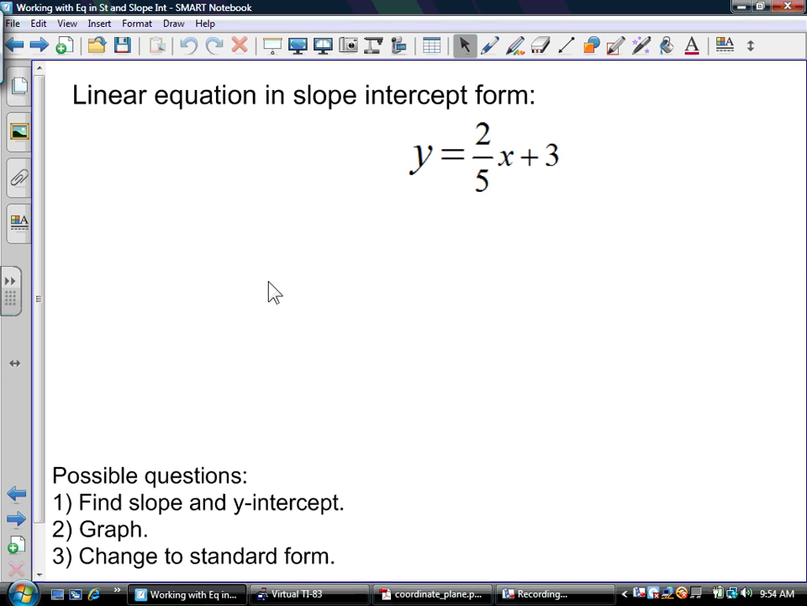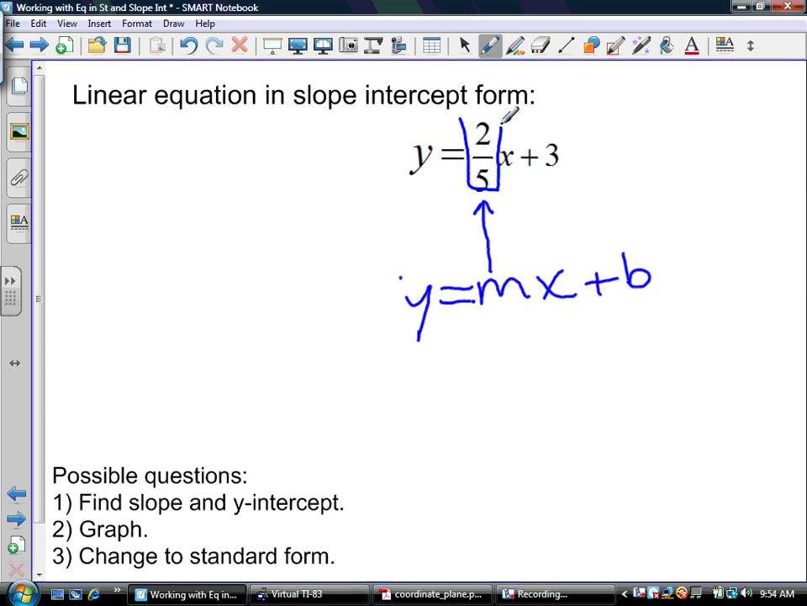So we're going to find slope and y-intercept. If you understand what slope-intercept form means, for example, y equals mx plus b, m is your slope. So we have a slope of 2/5. Our b is our y-intercept, so our y-intercept is going to be 3. We now have two things that we need if we were going to graph this.